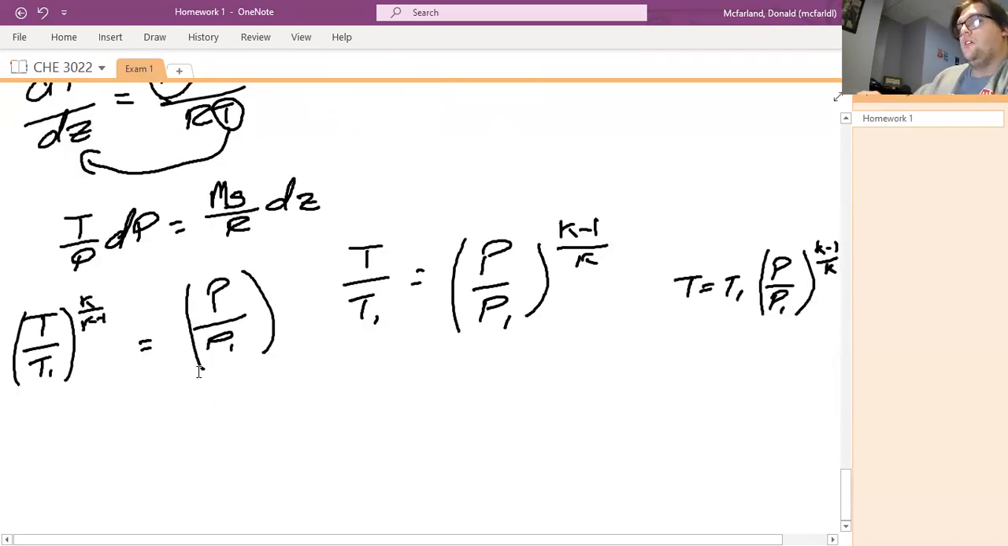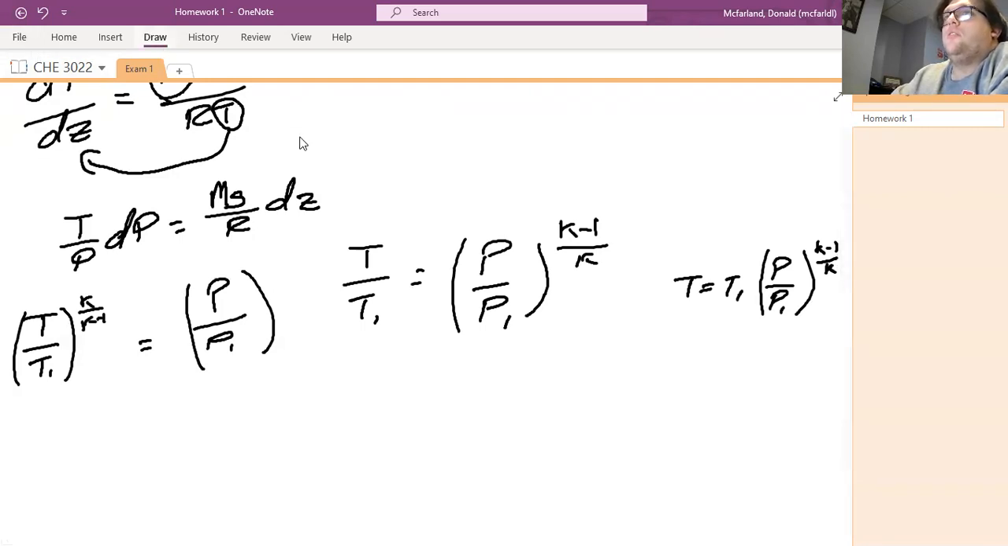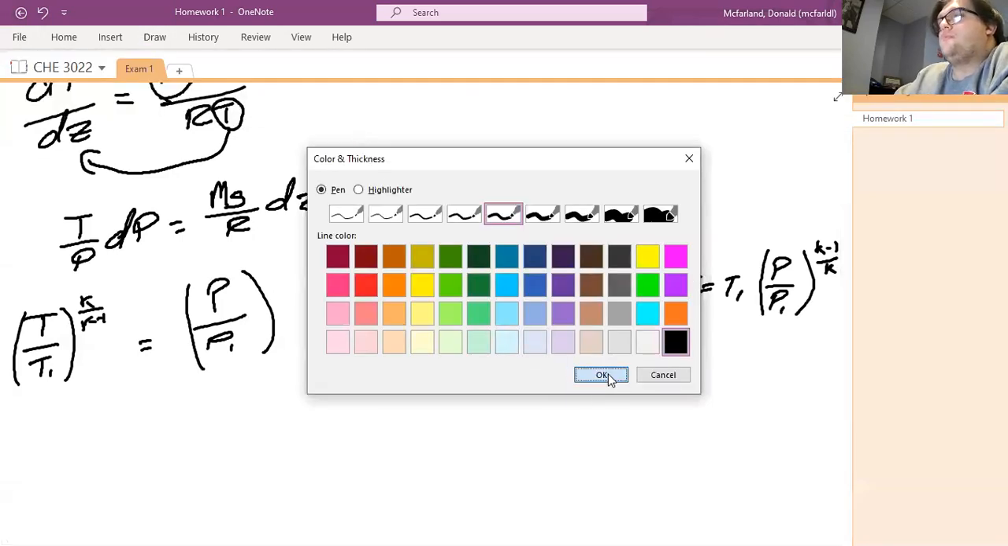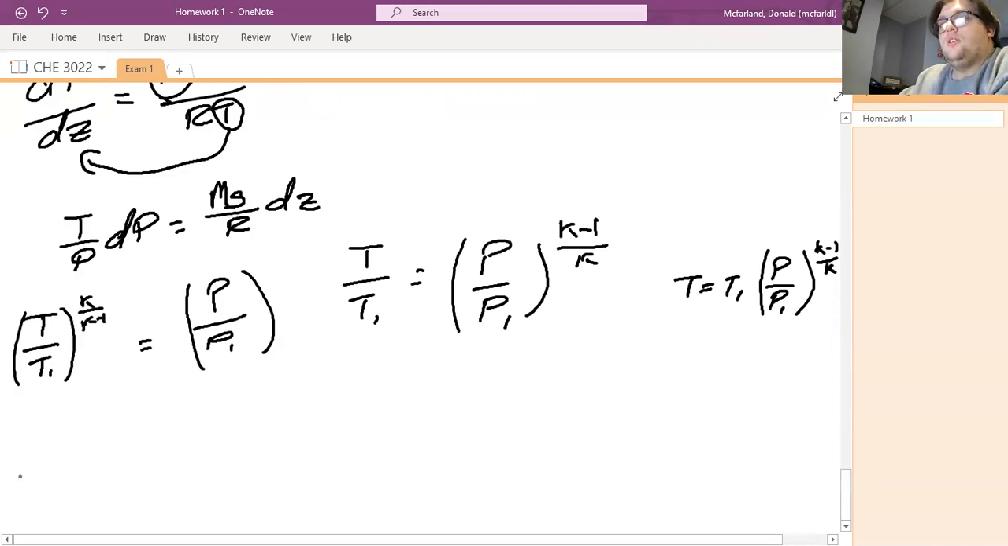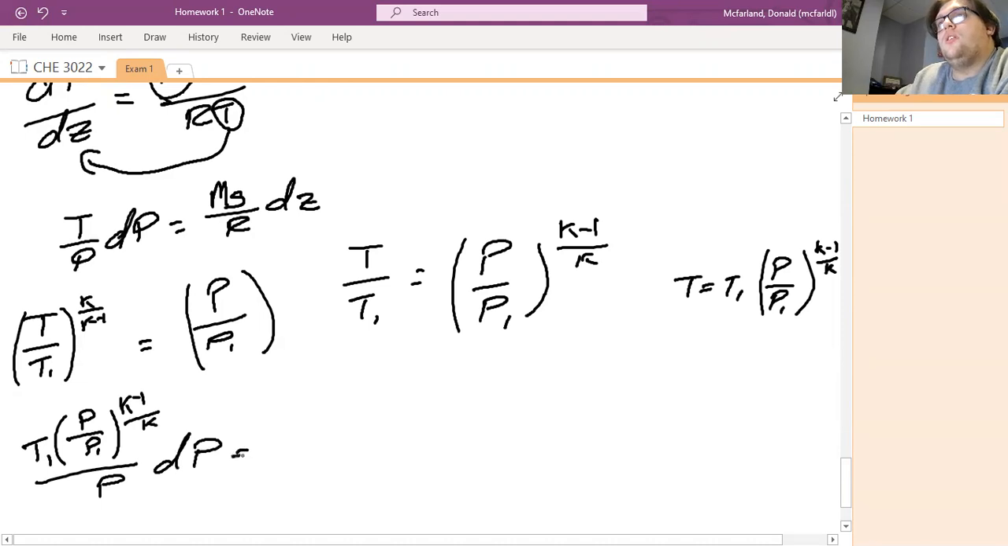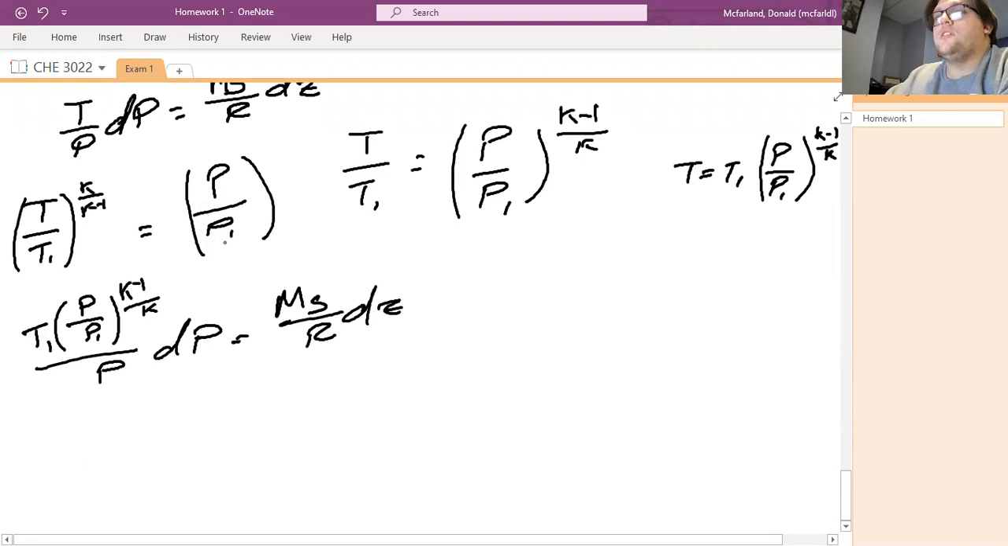Okay, we're back. Okay, so what we're going to do now, let me get my pen back out, is we're going to have T1, P, P1, K minus 1 over K, all that over P, dP. And of course, we have mg over R dz on this side still. We'll worry about that later. But right now, let's just focus on this side.